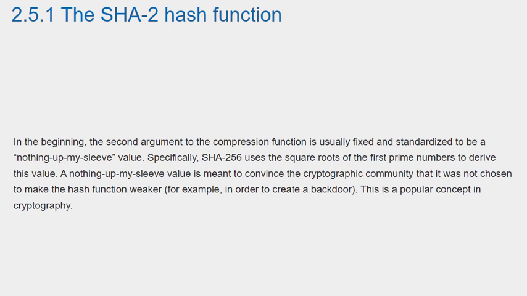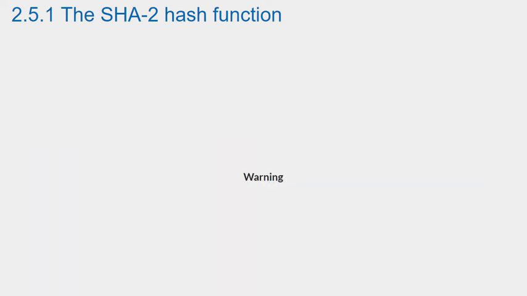In the beginning, the second argument to the compression function is usually fixed and standardized to be a nothing-up-my-sleeve value. Specifically, SHA-256 uses the square roots of the first prime numbers to derive this value. A nothing-up-my-sleeve value is meant to convince the cryptographic community that it was not chosen to make the hash function weaker, for example, in order to create a backdoor. This is a popular concept in cryptography.